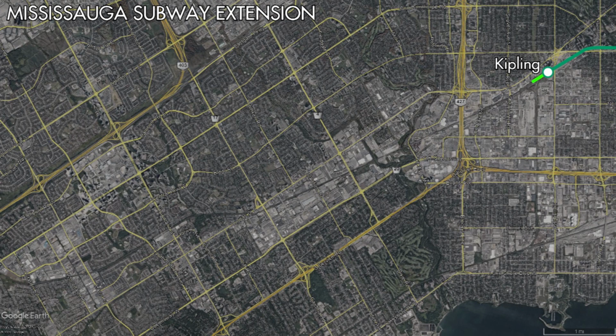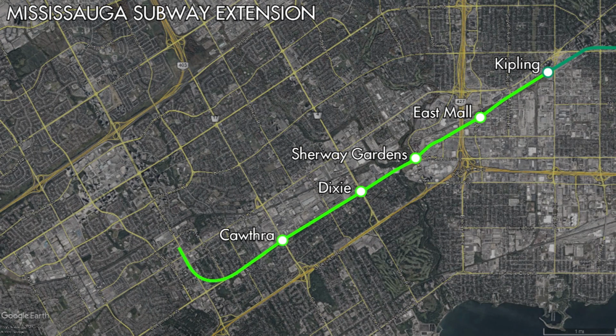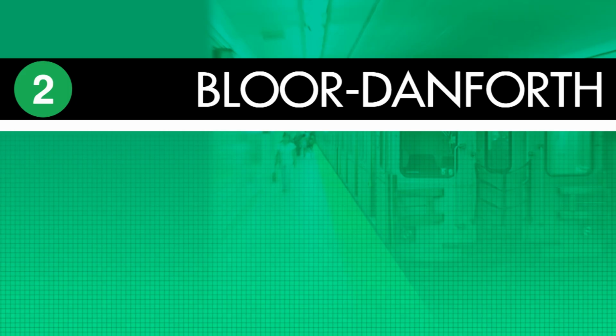The first being a 3.2 kilometer extension to Sherway Gardens with a station infilled at East Mall at a later date. The second was a further 1.4 kilometer extension from Sherway Gardens to Dixie Road in Mississauga. And finally, a further extension from there to the Mississauga Civic Centre with stations at Cawthra and Cooksville. This, however, was rejected due to cost and planning complexities.